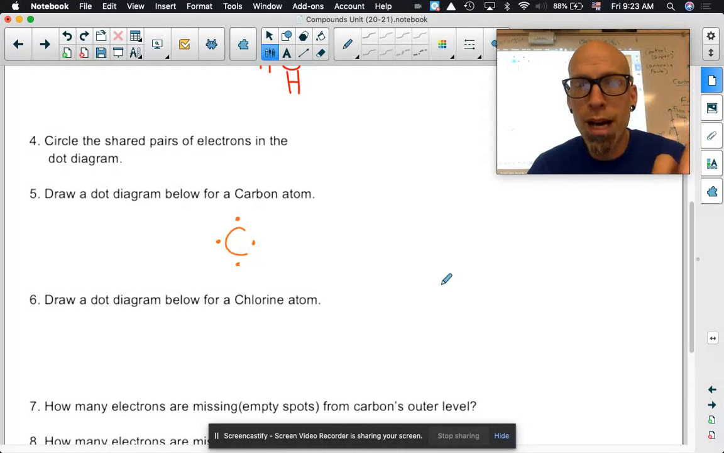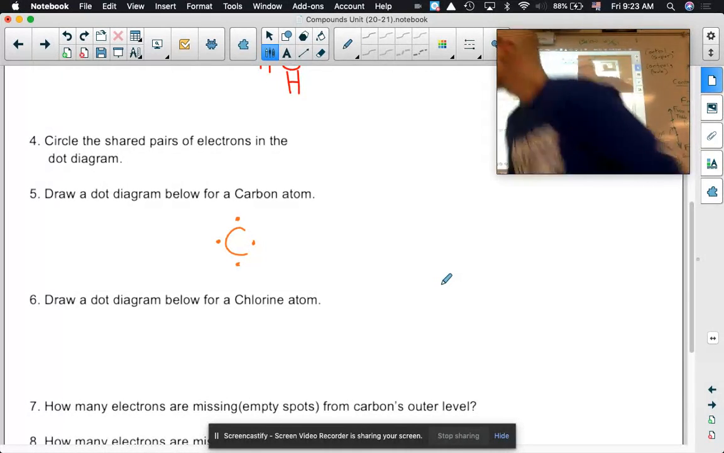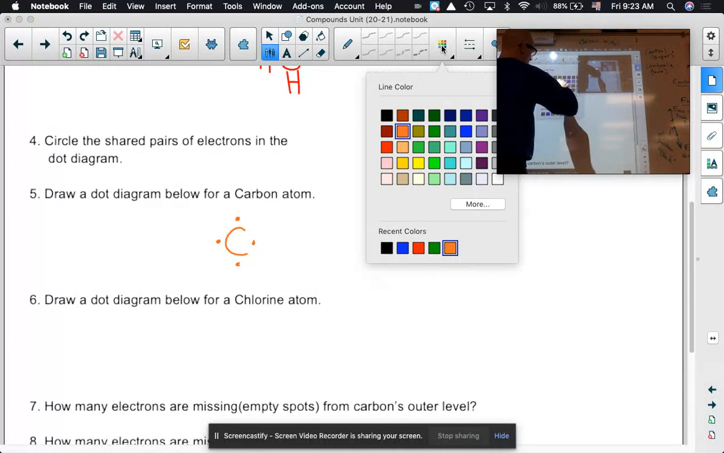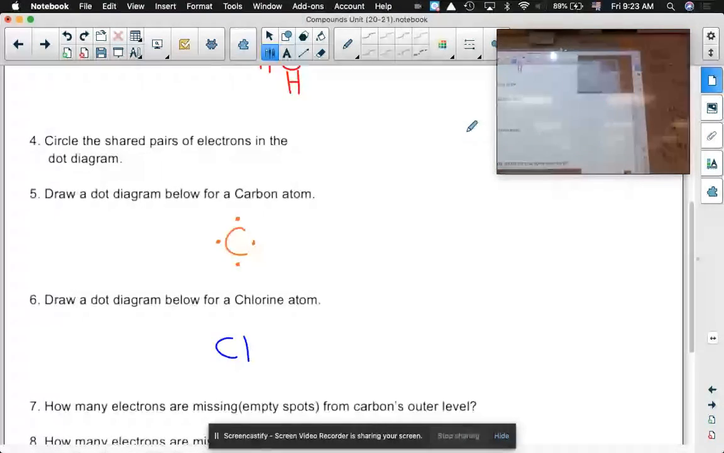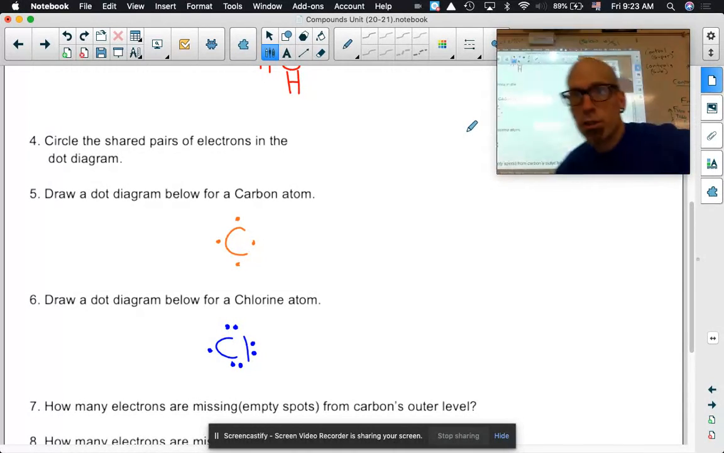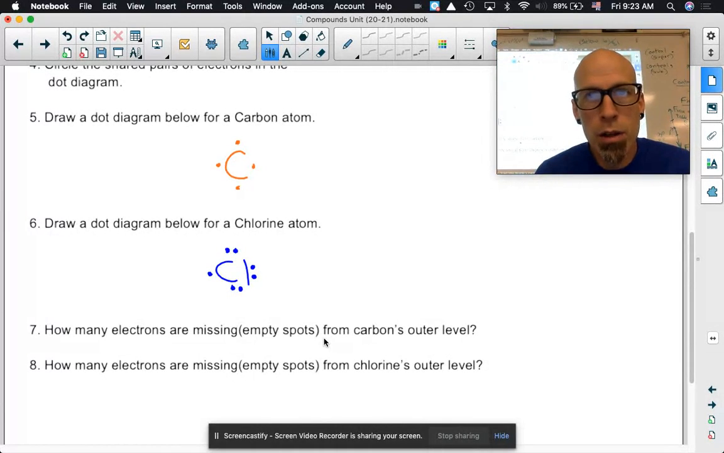Okay, so we have to start with the dot diagram. So the valence number is important, and then we see where all the empty spots are, which is the next question after you get the chlorine sketch done. So for chlorine, hopefully you can look at the table and see that chlorine is a what for valence? 7. 1, 2, 3, 4, 5, 6, and 7. Now, the next 2 questions were how many empty spots, missing electrons, are there for the carbon and for the chlorine.